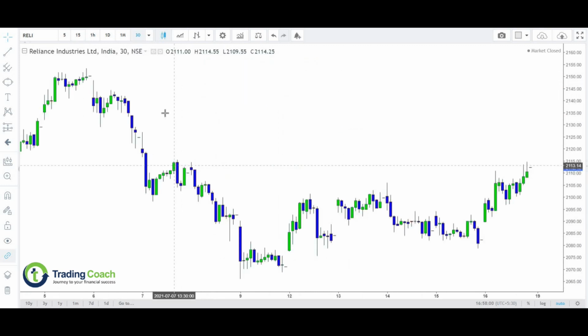So right now I'm looking at the 30 minutes time frame of Reliance Industries. When I look at this price action over here, I can notice that the market prices are moving in a zigzag manner, right? And before that, from here to here, I can see a kind of a downtrend, isn't it? To be very precise, from 5th July till 9th July, we had a kind of a downtrend. And from 9th July till 18th July, we have a kind of a sideways market.